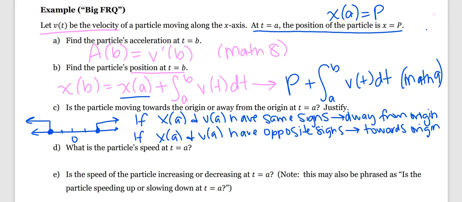All right, part D. It says, what is the particle's speed at t equals a? Do you remember that speed is the absolute value of what? Speed is the absolute value of velocity. So you're just going to find the velocity at a and then take the absolute value.